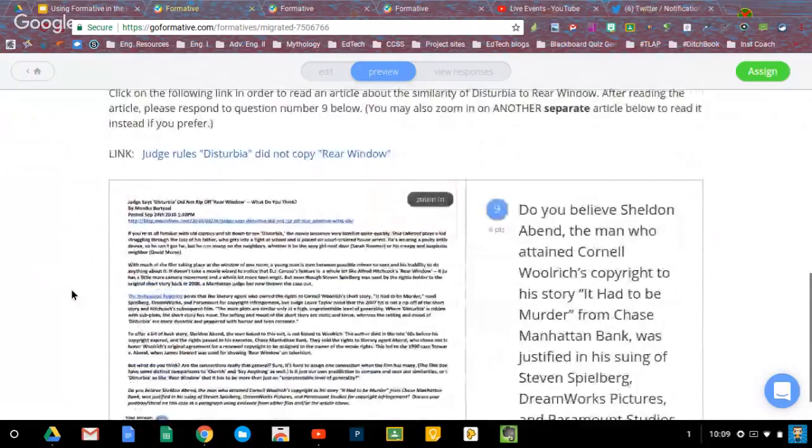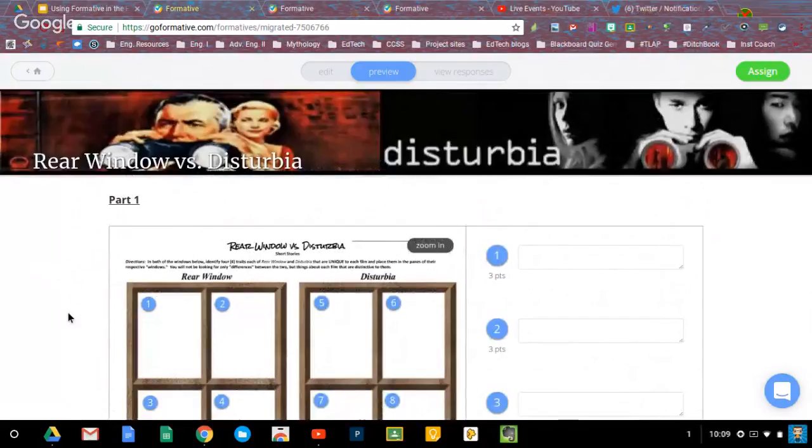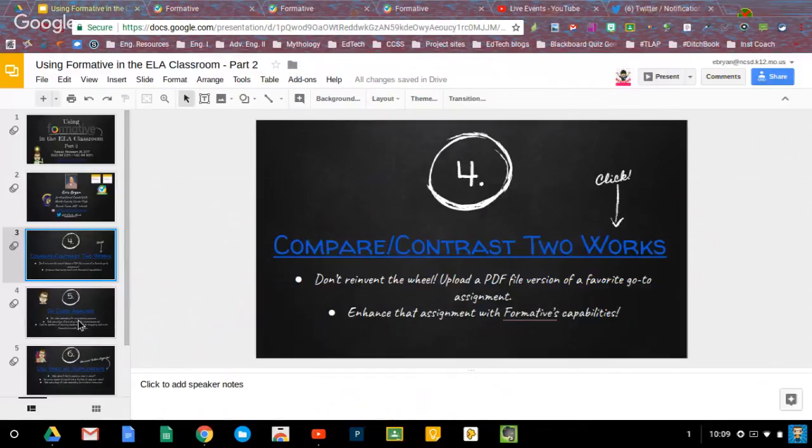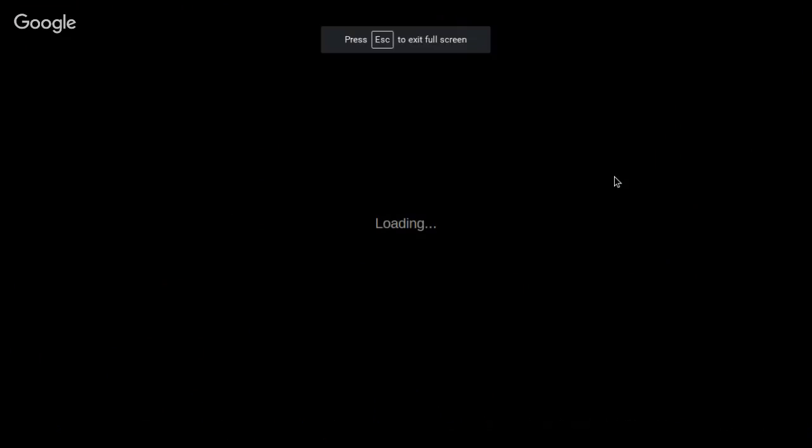So that's where they are able to take it upon themselves to use the information they've gained, everything they've learned and noticed as they watched both films, and come up with an opinion of their own. So that's comparing two different works, comparing and contrasting two different things that we can do with Formative. So the next thing that I want to show you is how you can do close analysis with Formative.